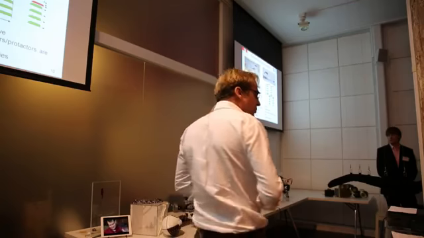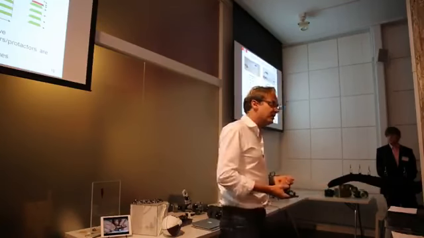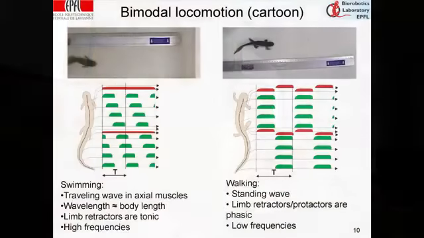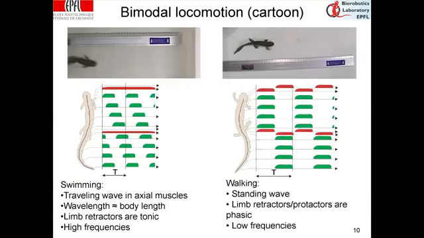So a salamander swims using what's called anguilliform swimming. It's a traveling wave of body undulation going from head to tail, exactly like eels or lampreys. And then if you place the salamander on the ground, it will switch to a quite different gait. And this is called a walking trot gait.